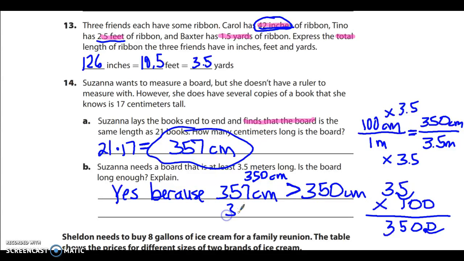The other way of saying it is, we could do it this way too. Check this out. 3.57 meters is greater than 3.5 meters. It's the same thing. You notice that it's the same numbers. Really, to convert this to meters, you just divide by 100, which means put the decimal right here, 3.57. So the answer is yes, the board is long enough.